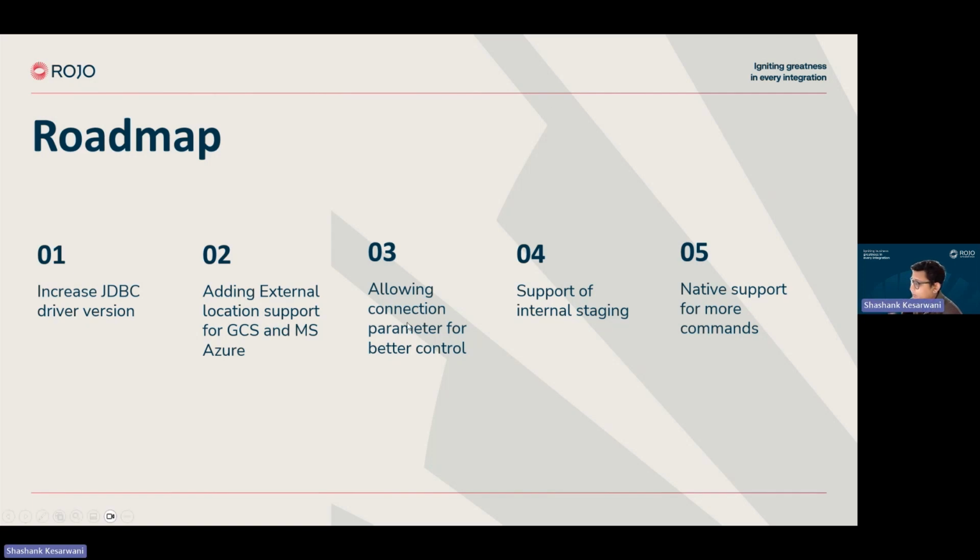We are also adding multiple connection parameter support on the connection tab. We would also later on support internal staging as well, which will then allow you to create a staging location within your Snowflake application. So in that case, you would no longer need AWS or GCS or Azure for creating an external stage. And then we are also adding more native support for different other commands such as describe, merge operations, upsert operations, things like that. So we will be adding more support for different native commands of Snowflake.